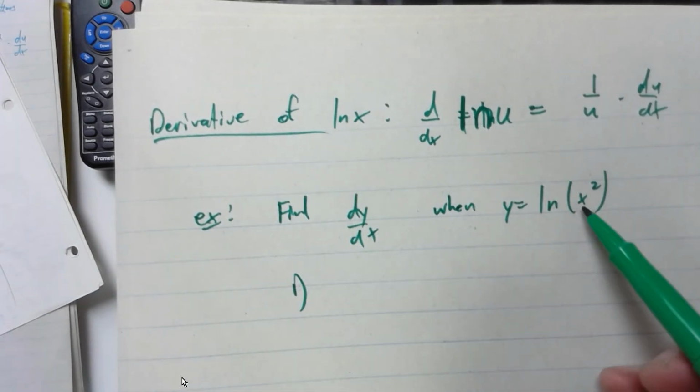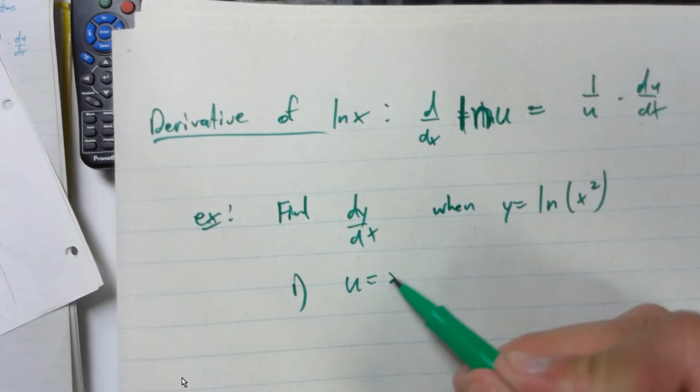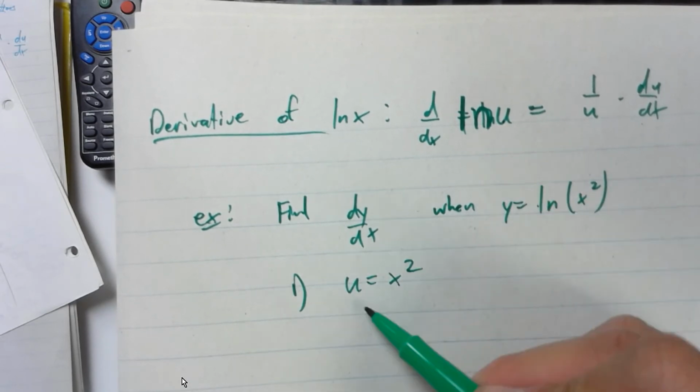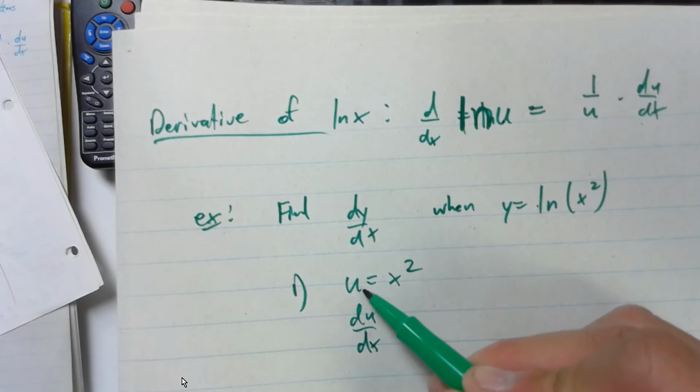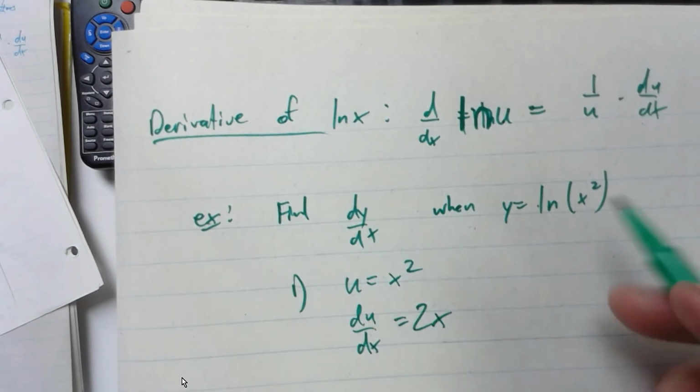Let's figure out a few things. What are we going to assign as u? In ln of u, that's x squared. In ln of x squared, x squared is going to be u. And if you take the derivative of u, which is x squared, with respect to x, that should be equal to 2x. So it's fairly simple.